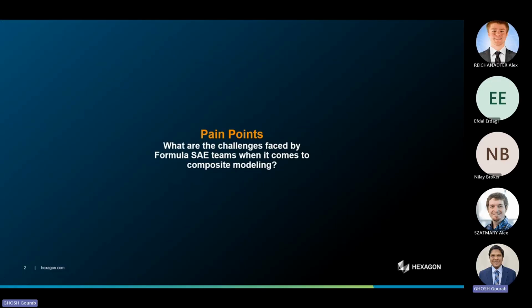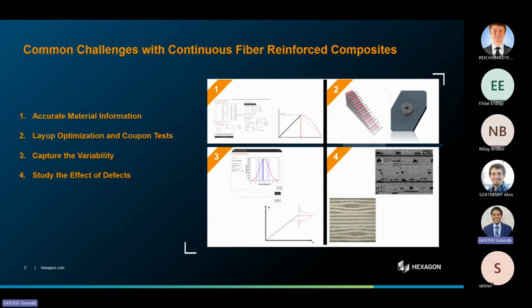First of all, what are the pain points generally the student SAE teams are facing when it comes to composite modeling? The first one, obviously, is the accurate material information. Where do I get the fiber properties? Where do I get the resin properties? Where do I get the composite ply level properties? These are extremely important for reliable simulation or modeling, because composite material information is at the heart of everything. And if we don't get this information correctly, then everything else I do later down the road will probably be incorrect or not optimally designed.